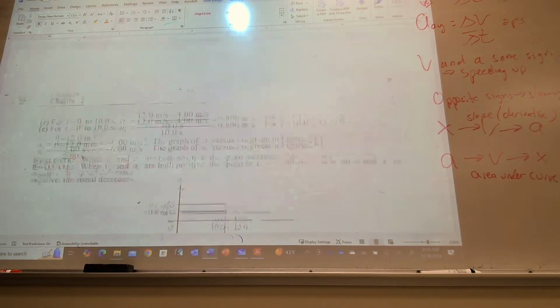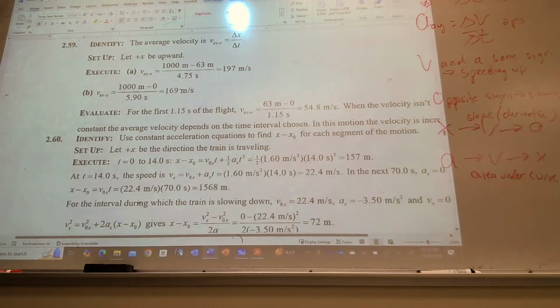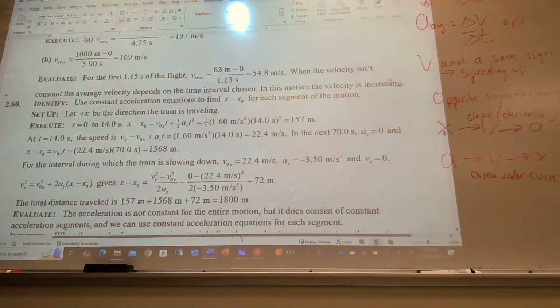Does anyone feel confident in their answer for 60? Okay, Connie. I got 1,796 meters. That's close. So from 0 to 14 seconds, we had 157 meters. At 14 seconds, we have this speed. And so in the next 70 seconds, we get 1,568. Then you had to do the interval during which the train is slowing down and get that distance of 72. So there were 3 periods you had to break it up into. And the whole thing, 157 plus 1568 plus 72 comes to 1800. Did anybody get it? Well, if you got a 3-dot problem, that's really good.